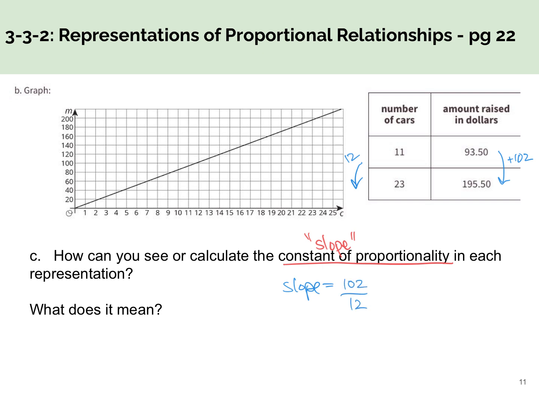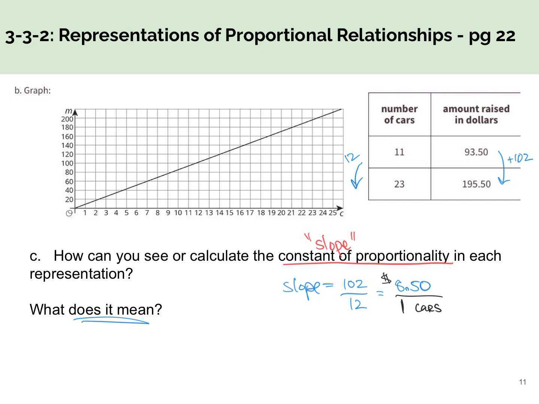Grab your calculator. Let's do 102 divided by 12. And what do we get? Oh, we get $8.50. So it says, okay, what does it mean? Well, let's go ahead and label that slope. Remember, our y values are in dollars, so let's label that. Our x value is in cars. And remember, we're going to put this over 1.